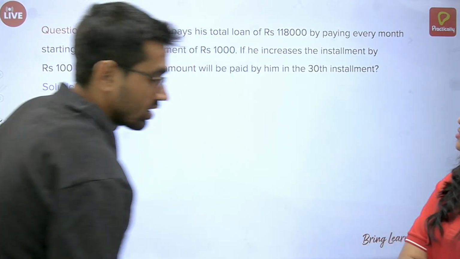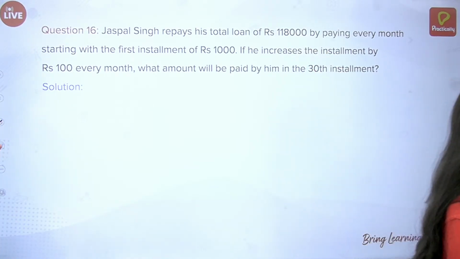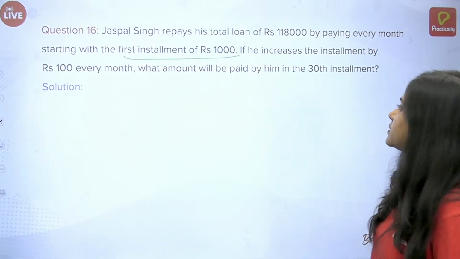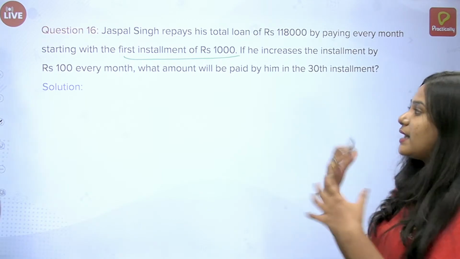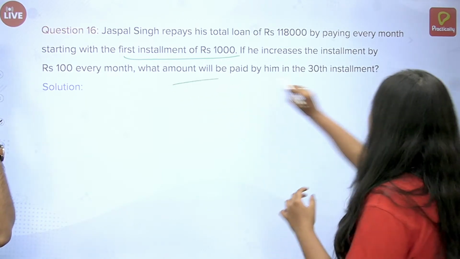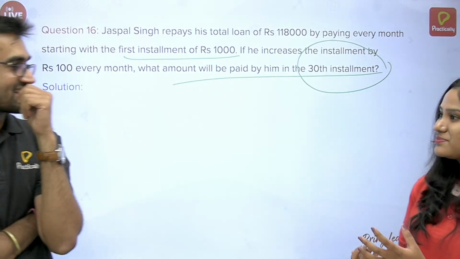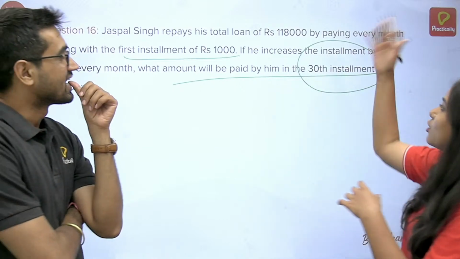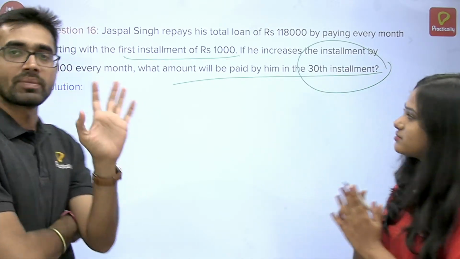Okay? Jaspal Singh repays his total loan of rupees 1,18,000 by paying every month, starting with the first installment of rupees 1,000. If he increases the installment by rupees 100 every month, what amount will be paid by him in the 30th installment? So what chapter is this from? AP only. Don't get confused by the loan. Whatever, don't think it is commercial. This is not commercial. Okay.